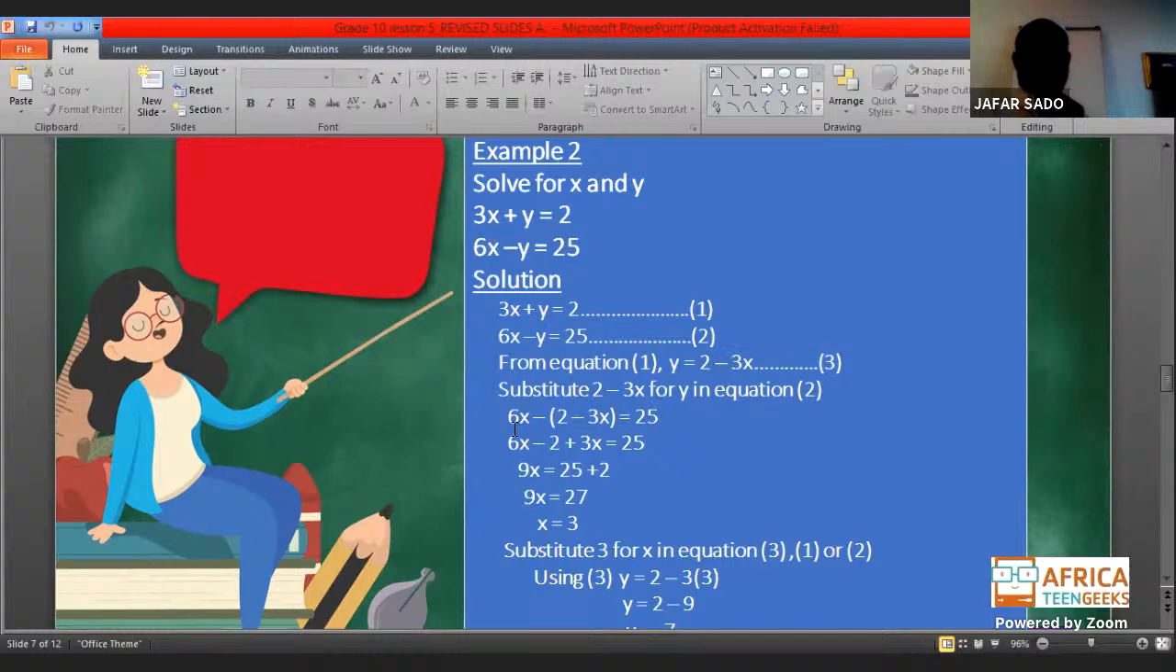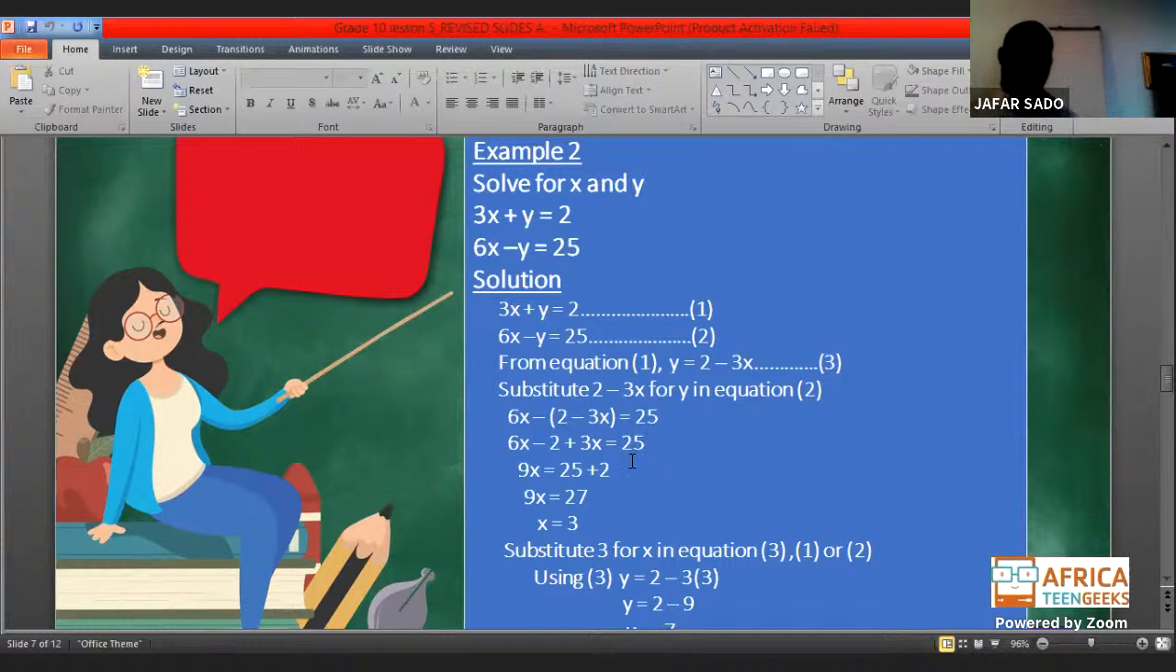So go by equation 2 now. Equation 2 says 6x minus y. Where y is, we take it out and put 2 minus 3x. Then you open up your bracket. You have 6x, then open your bracket. Minus times 2 gives you minus 2. Minus times negative 3x gives you positive 3x, which equals 25.